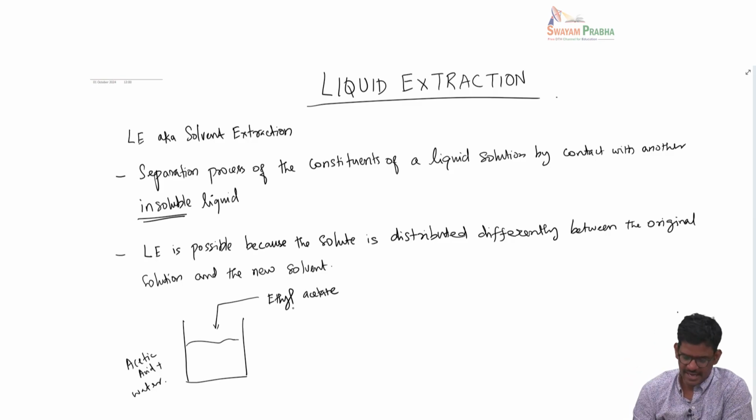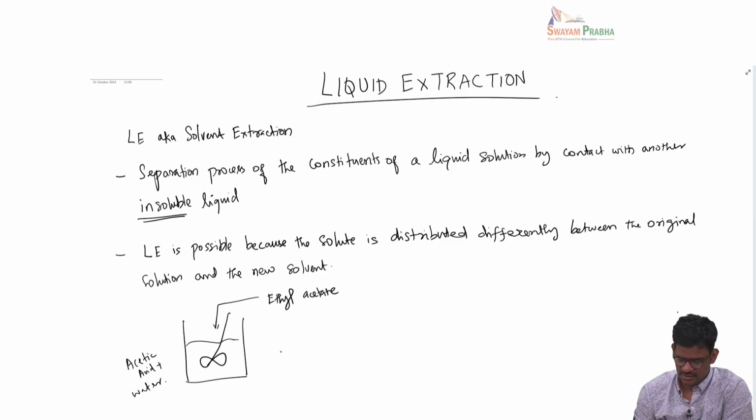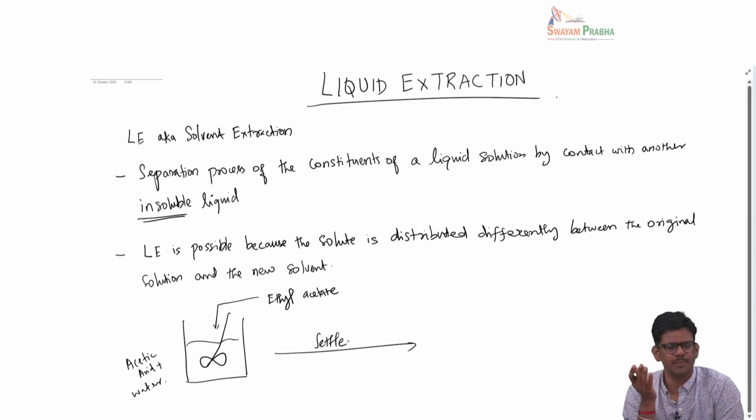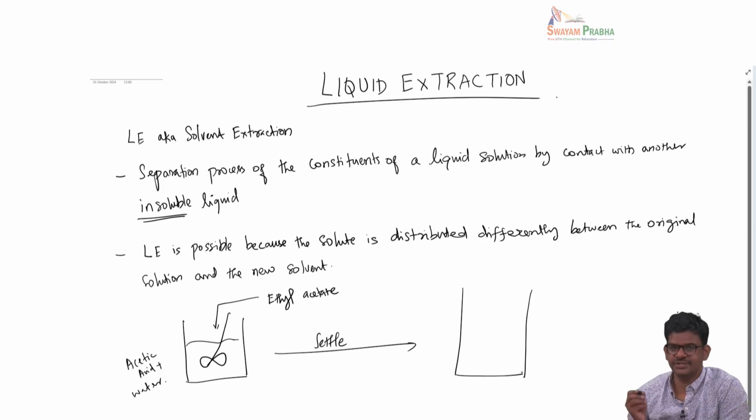Okay. So we add ethyl acetate and then we stir, so that there is good contact between the aqueous system and the ester system. So we stir for some time and then we allow it to settle. Some given amount of time is allowed for mixing, and then we let it settle. And then what you will find is that after this operation is over, you will have two layers.